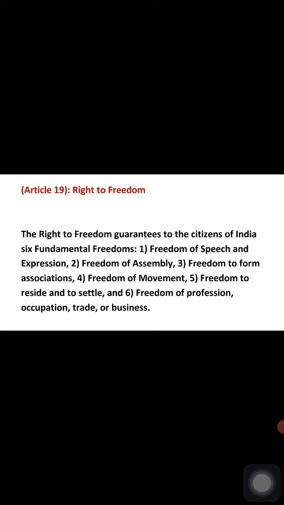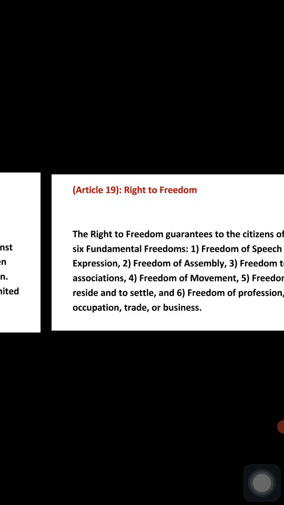Number 2, freedom of assembly. Number 3, freedom to form association. Fourth one is freedom of movement. Fifth, freedom to reside or to settle. Sixth is freedom of profession, occupation, trade, or business. Means these six fundamental freedoms are under the Article 19, right to freedom.